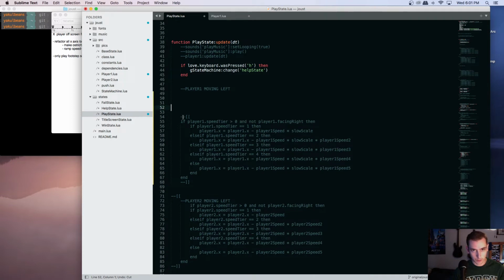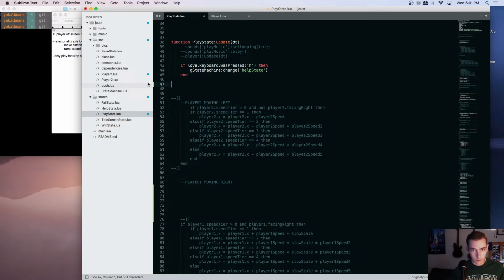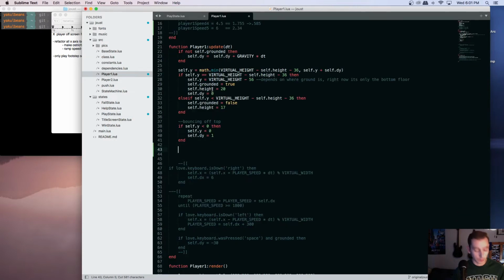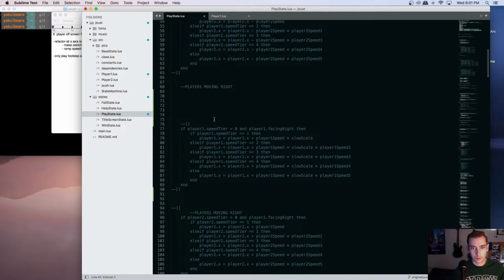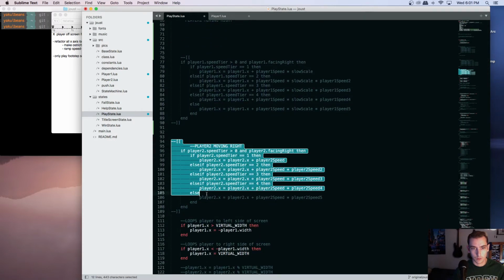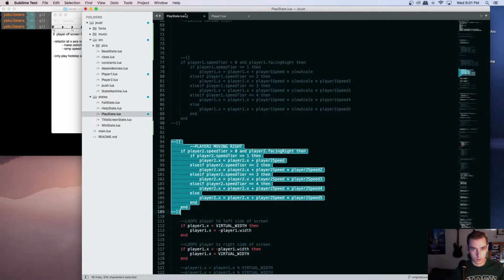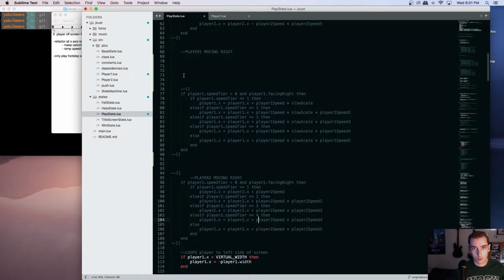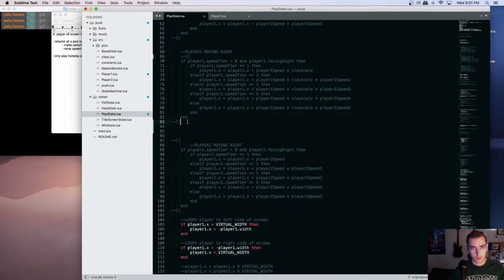You know what? I'm going to take all of this, just so I can see what I implemented. Not player 2 moving right, player 1 moving right. Right here.